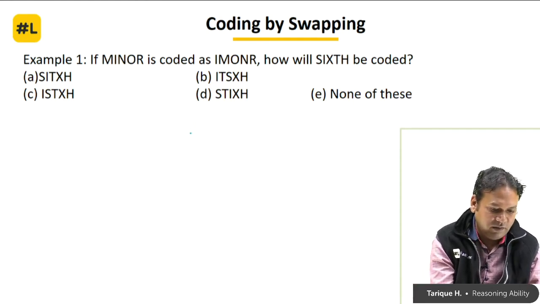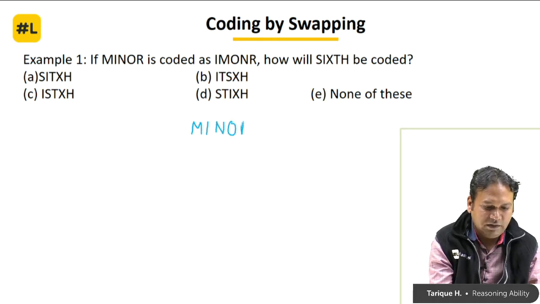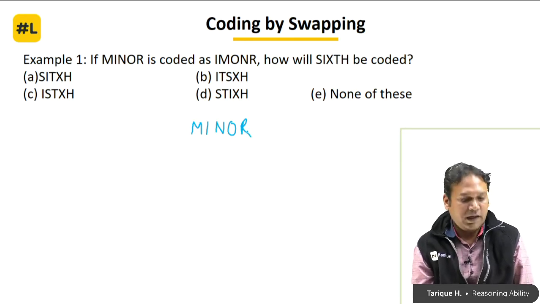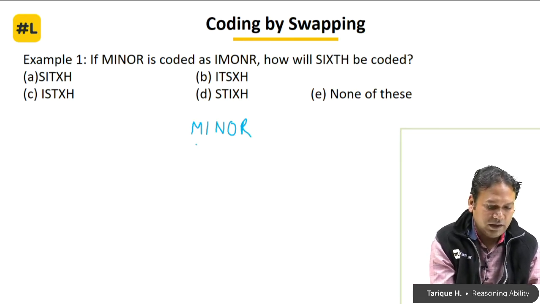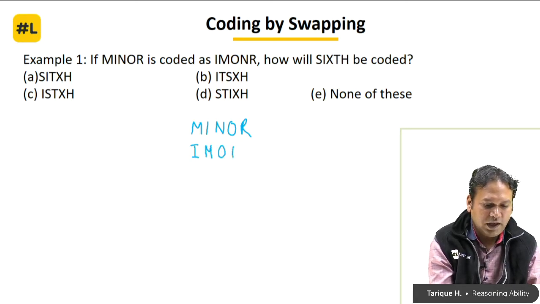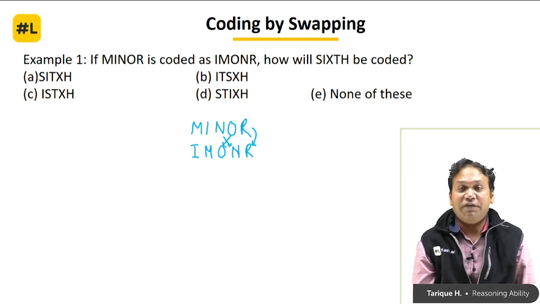So here we have the word minor, very simple, scrambling the letters, that is all we are doing here. M-I-N-O-R, minor. So we have here I, M, O, N and R. So you see, R remains in its position, whereas the other letters are simply swapped. That is what we mean by swapping letters. We are not shifting the letters forward.